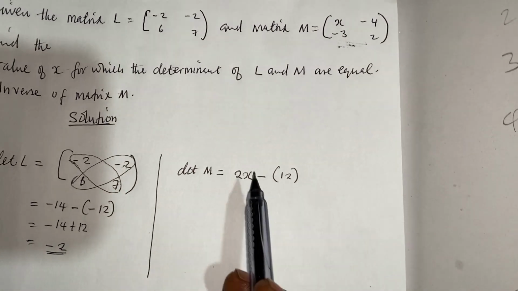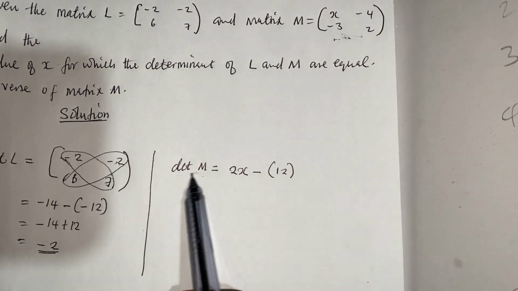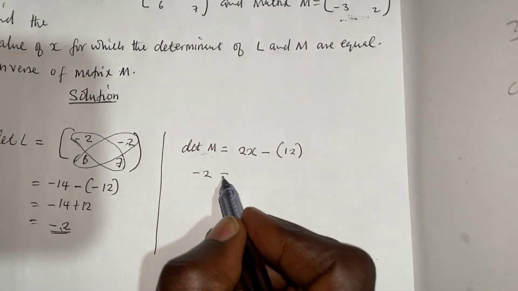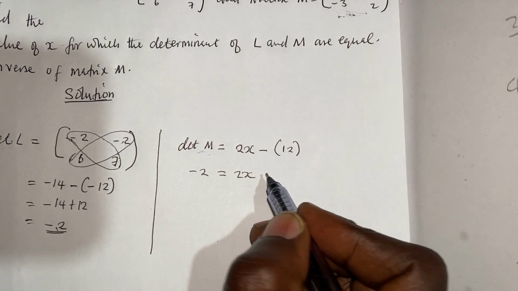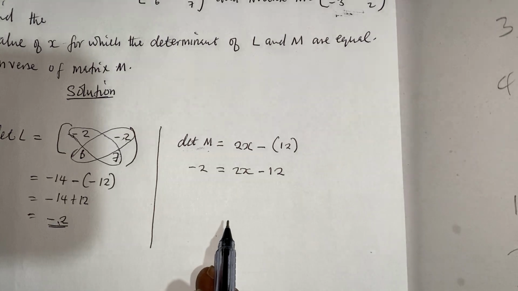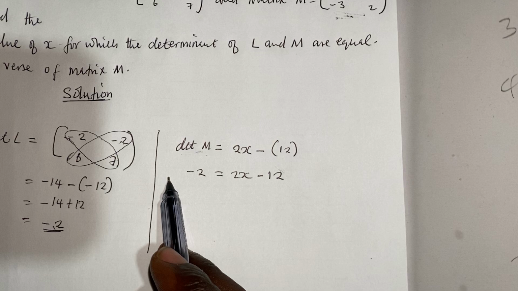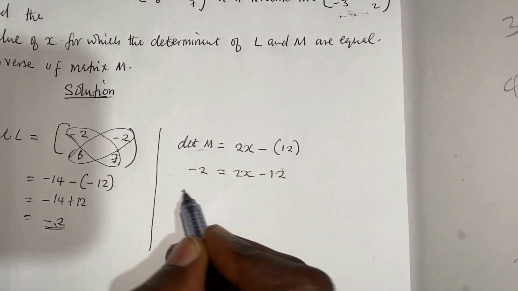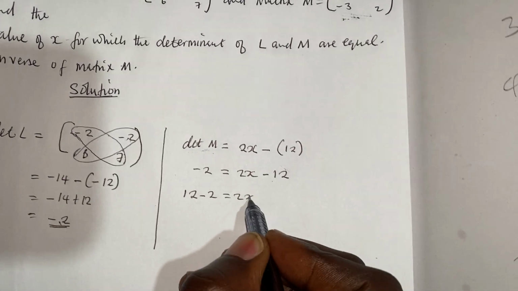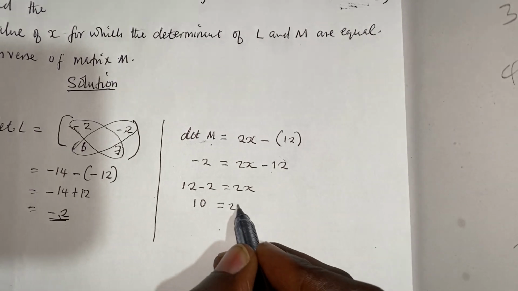Since we've been told that the determinants of L and M are equal, the determinant of M will be equal to -2. So -2 is equal to 2x minus 12. From here you can collect like terms together. This number will go to the other side and join the other number, so it becomes positive instead of negative. So I have 12 minus 2, which is equal to 2x. Then we subtract, so you have 10, which is equal to 2x.